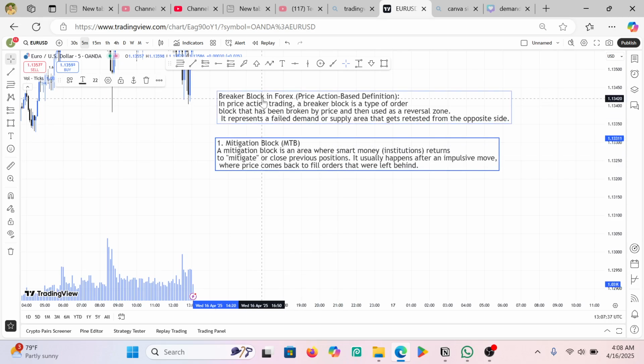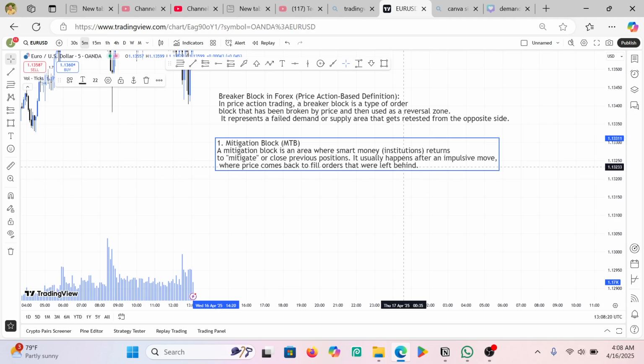So what's a breaker block? These are just the definitions of breaker block and mitigation block. Make sure that you have written it down so that you can use it as a reference later. In price action trading, a breaker block is a type of order block that has been broken by price, and it is used as a reversal zone. It represents a failed demand or supply that gets retraced from the opposite direction. I hope that you understand this, because I made a video all about the breaker block.